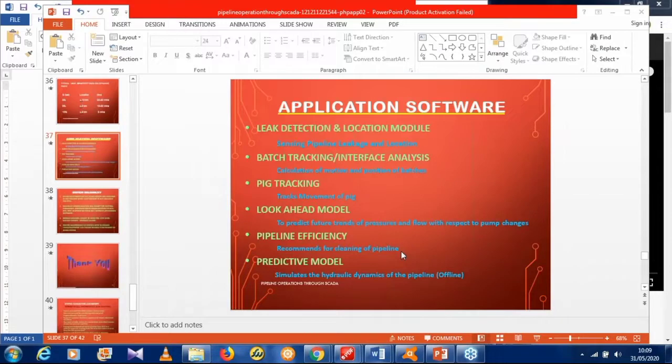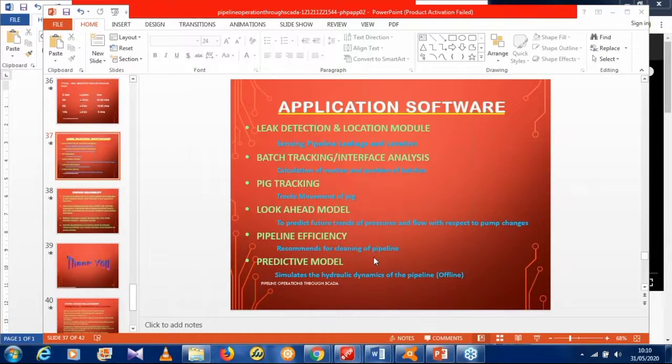That one basically recommends the cleaning of pipe. So it checks when a pipe is due for cleaning and all that stuff. When the pipeline efficiency tool is used and it detects that the pipeline is due for such activity, then the pig is launched from the pig launcher, and then the pig tracking application software is used to track the pigs. You understand how that works now?